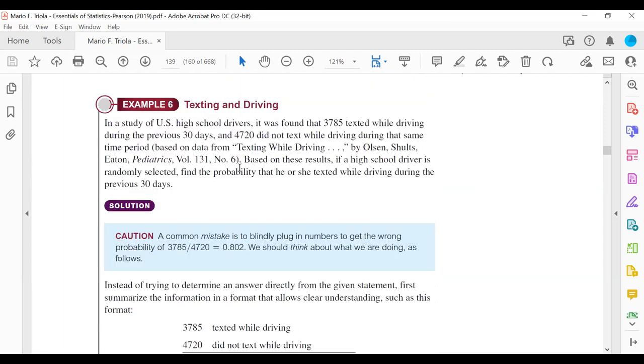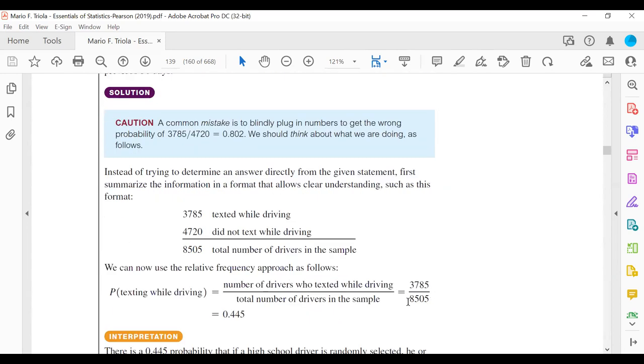And they're asking us, find the probability that he or she texts while driving. So if I have the 8,505, that was the total, what number do I put in the top? Well, they want the number of drivers who text, which means you're going to put the 3,785 divided by the grand total, 8,505. That equates to 0.445. If you want to put it in percentage, that would be 44.5%.